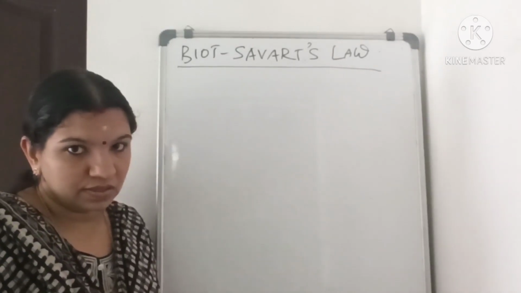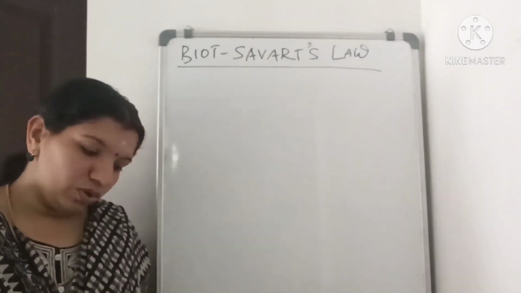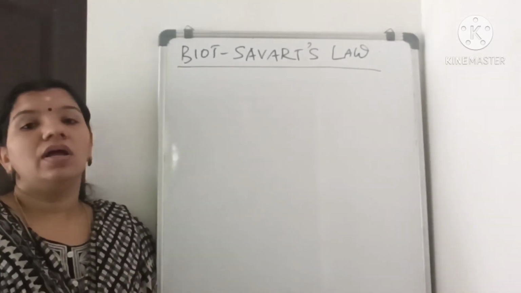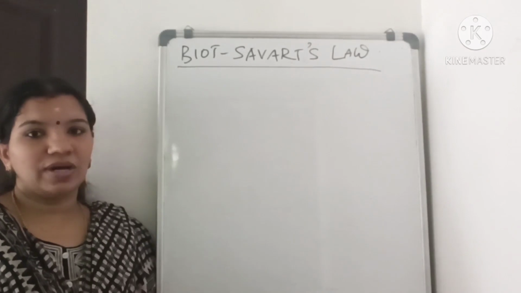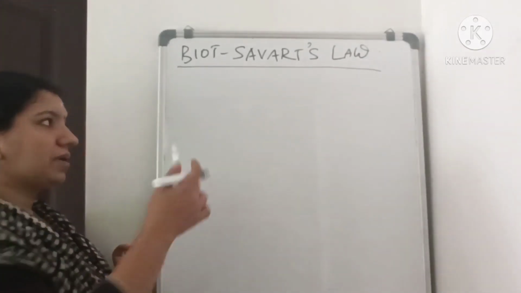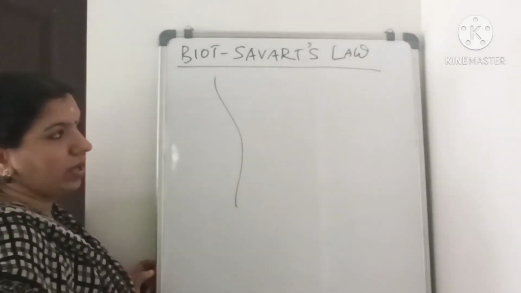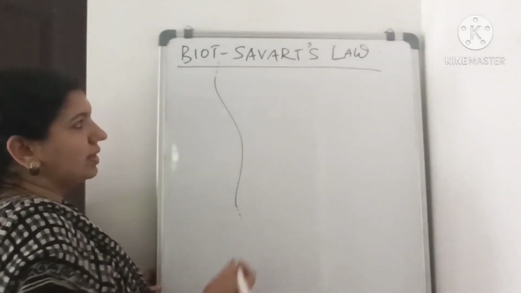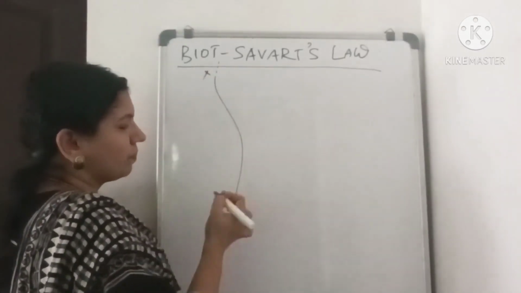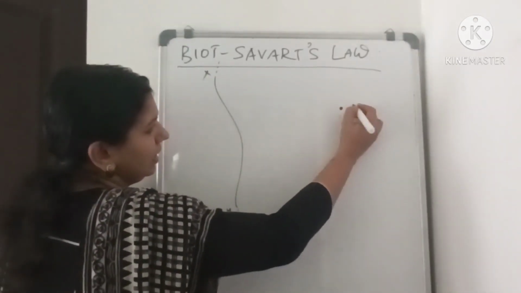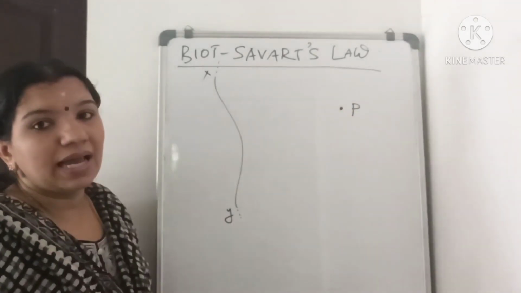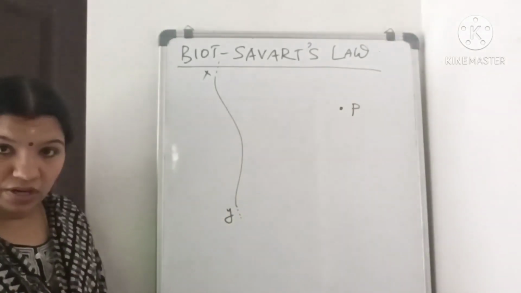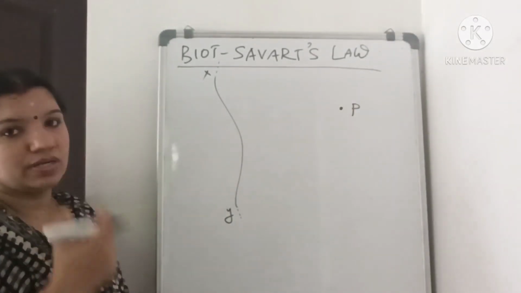So actually this Biot-Savart's law gives the magnetic field at a point due to a current carrying straight wire. That is, if I am considering a wire like this, okay, so this is an infinitely long wire, so I have taken a bit of it, let the name be XY. Here there is a point P at which I have to find the magnetic field. So the magnetic field at this point P is given by Biot-Savart's law.